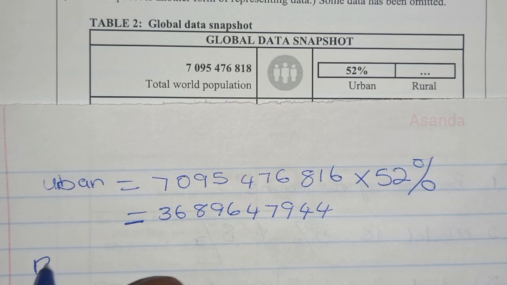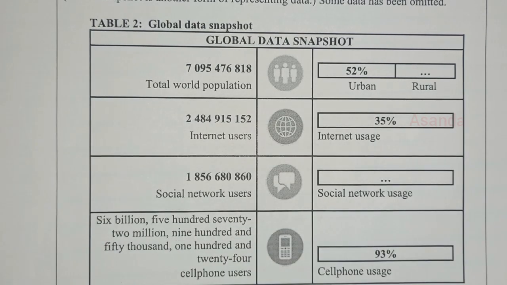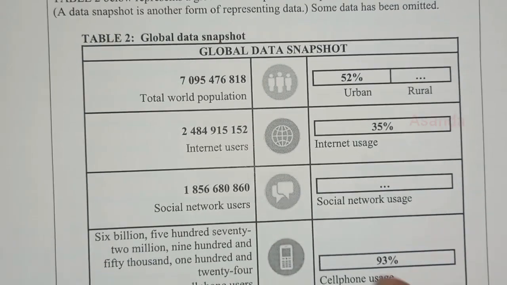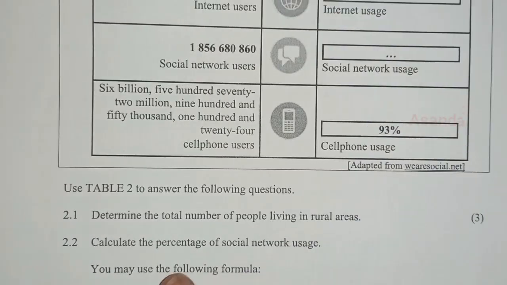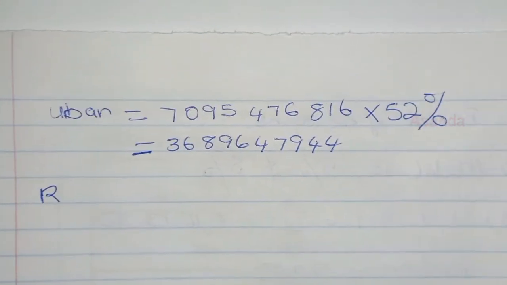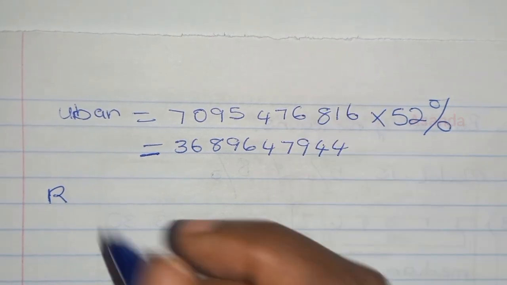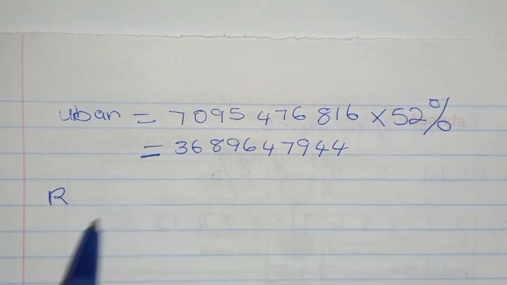So the rural number, they didn't say calculate the percentage, they said calculate the number. I'm just going to show you the question. The question says calculate the total number of people living in rural areas. It didn't say the percentage. So we're going to just calculate the number by minusing these two. Population minus urban will give us rural.